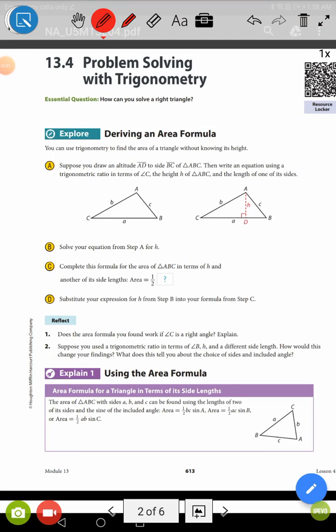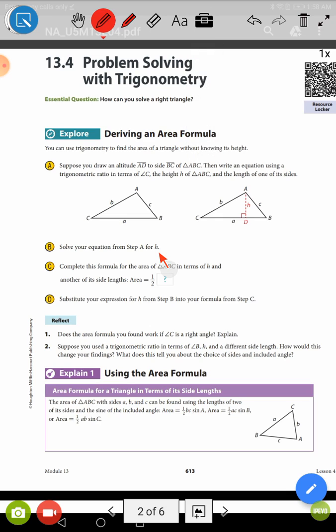Hi, our lesson today is problem solving. The first part: how to write the area of a triangle using trigonometry ratios. We talked before, the area of any triangle is half base multiplied by height.